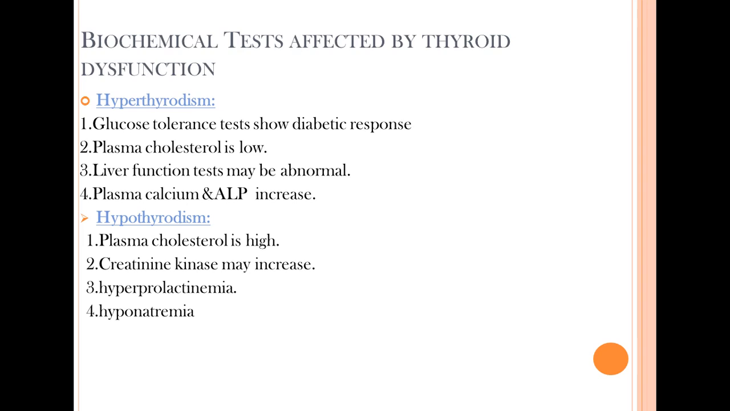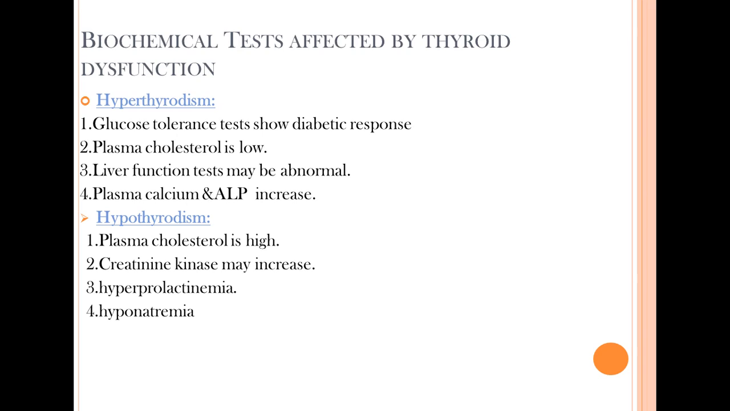The cholesterol will be low. Sometimes we have a change in the level of the liver enzymes, and the level of plasma calcium and alkaline phosphatase will also increase in case of hyperthyroidism. The opposite may occur in hypothyroidism. The cholesterol is high because of the low metabolic rate, and the creatine kinase may increase because of myopathy.